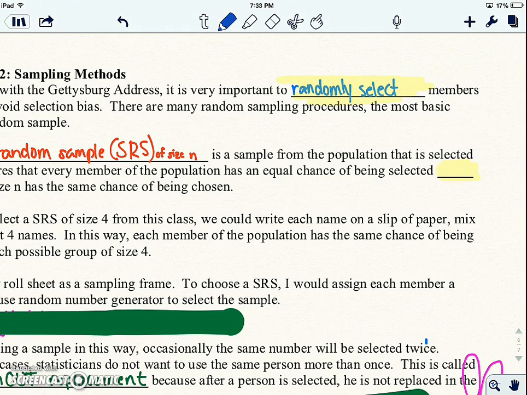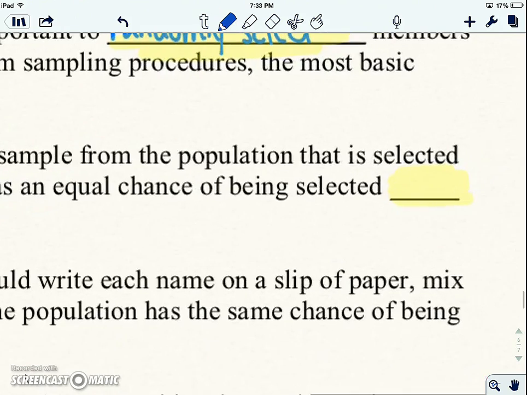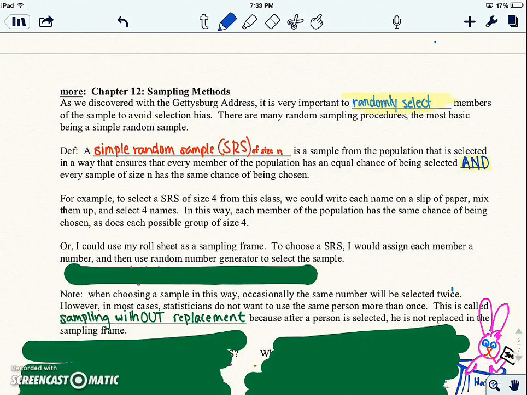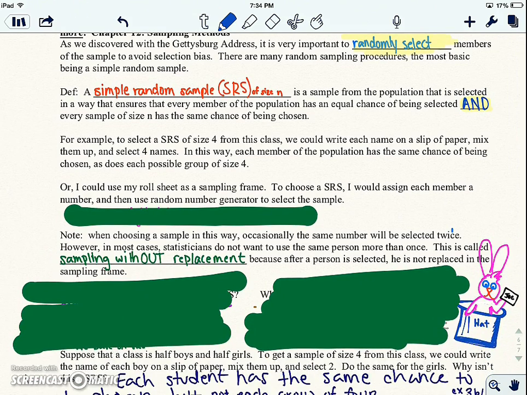All right, back to that every member has an equal chance of being selected, and notice that was pre-highlighted because it's so important. Every sample of size n has the same chance of being chosen. So let me give you an example. For example, to select a simple random sample of size 4 from this class, we could write each name on a slip of paper, mix them up, and select 4 names. In this way, each member of the population has the same chance of being chosen, as does, here's the and, each possible group of size 4.